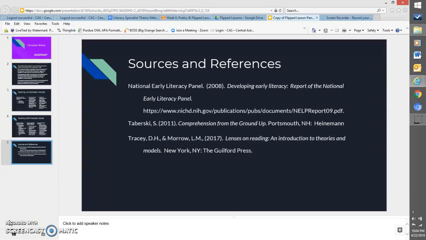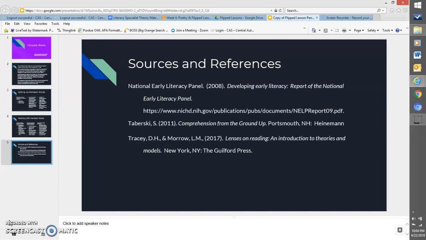I also base anything I bring into my classroom on the theory that I try to incorporate in my practice. So I used Lenses on Reading, an Introduction to Theories and Models. It's the Tracy and Moreau book, which is excellent and where you can read about emergent literacy theory.